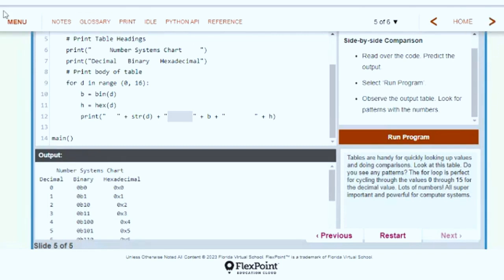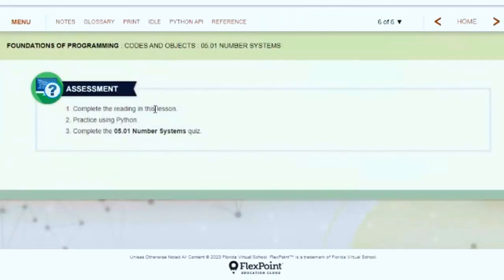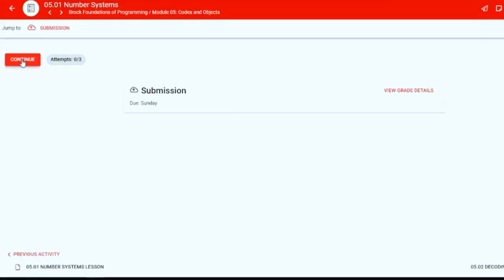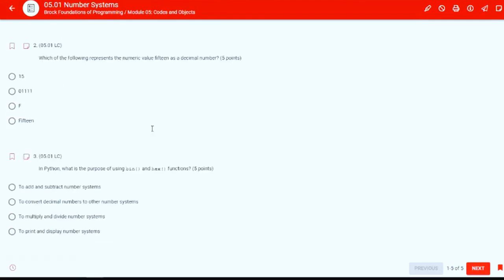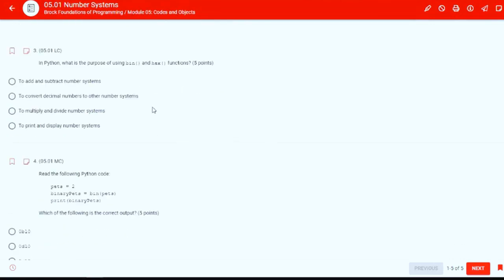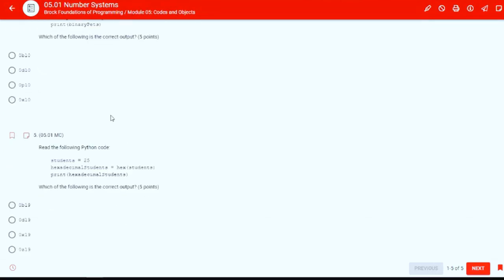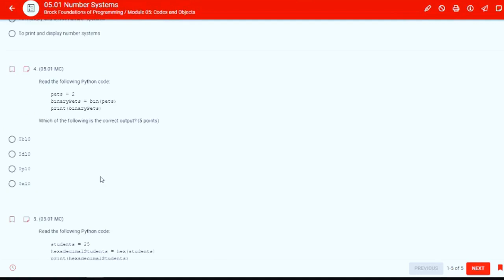So after this, it says do your assignment. Make sure you complete reading the lesson, practice using Python, go back and change that program I was just looking at, go back and play with that. And then do the number systems quiz, which would be the next thing here. You start that. It asks you 5 questions about the binary and decimal and hexadecimal functions. All right, so there you go.